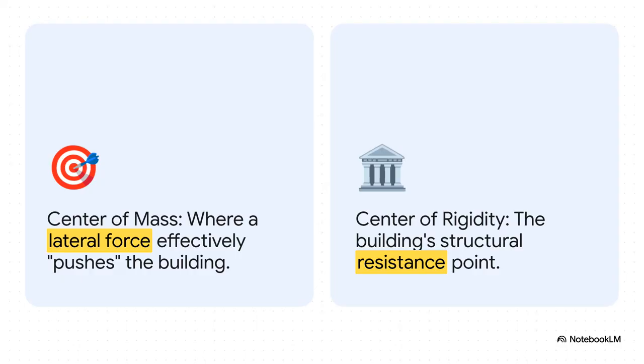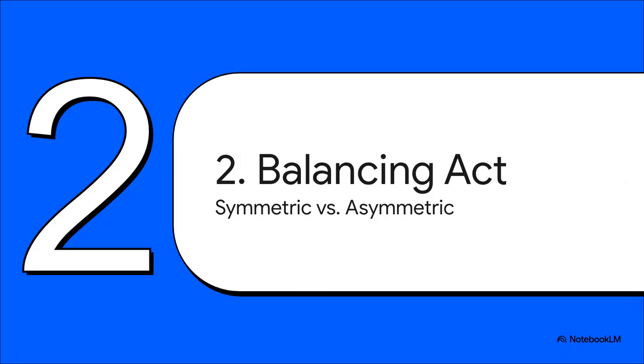To really get this, you gotta know the two key players in this drama. First up, you have the center of mass. Just think of this as the building's center of gravity. It's where a big lateral force effectively lands its punch. And on the other team, you've got the center of rigidity. This is the structural core, the tough spot around which the building wants to resist any push. The entire game really is about how these two points line up. And that leads us straight to this balancing act. The alignment, or the misalignment, of these two centers dictates everything that happens next.